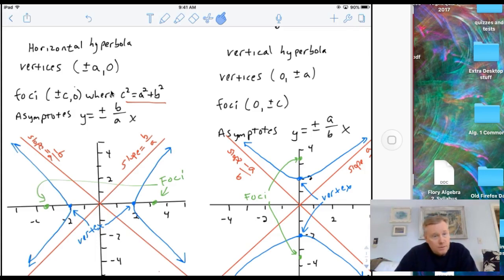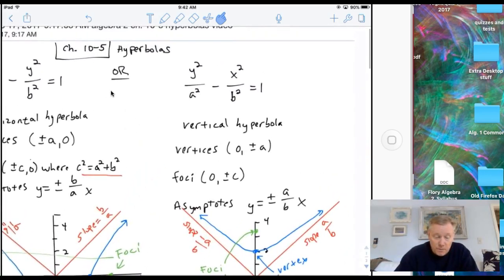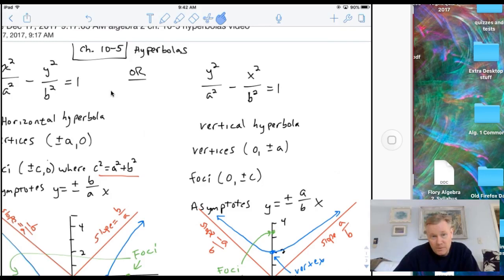So you can see those are rough graphs. The only things I usually use with the graph is I make sure that the vertices are correct, and the asymptotes are correct, and then I just kind of sketch the hyperbola in there. So here's the other one. It's almost the same thing, except the y squared comes first, minus the x squared over b squared. They're both equal to 1. That's standard form. I didn't write that. Probably would be good too.